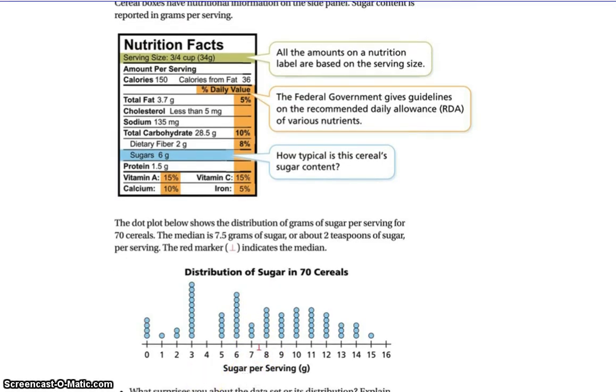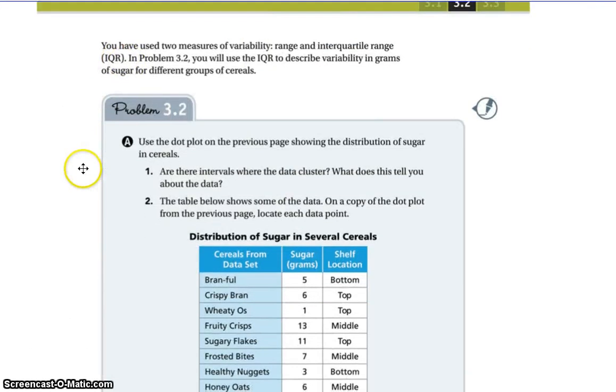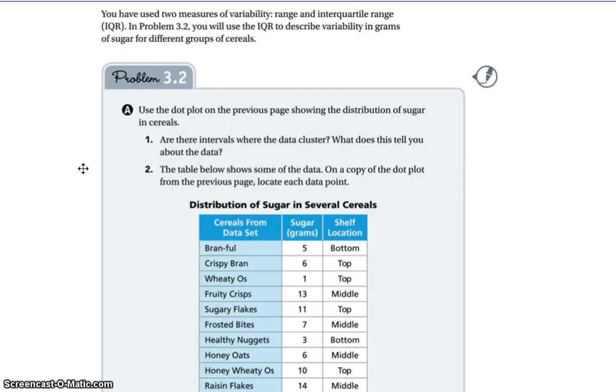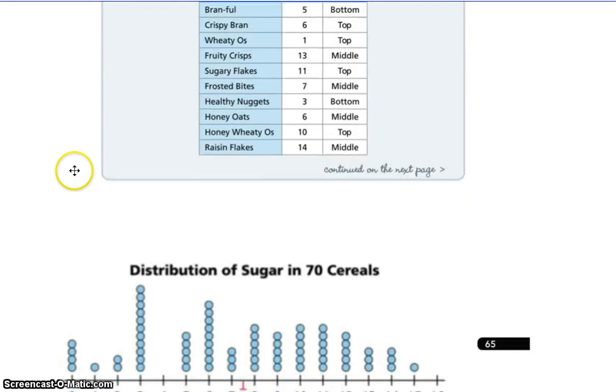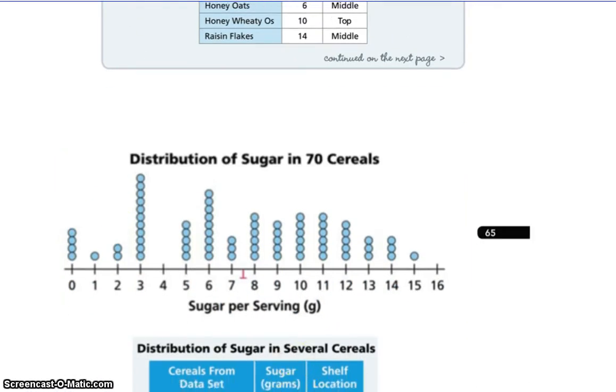All right, so now we are going to go on and take a look at question A real quick. Question A says that we are going to use the dot plot from the previous page showing the distribution of the sugar in cereals. Are there intervals where the data cluster? What does this tell you about that information? So here is a copy of the dot plot.